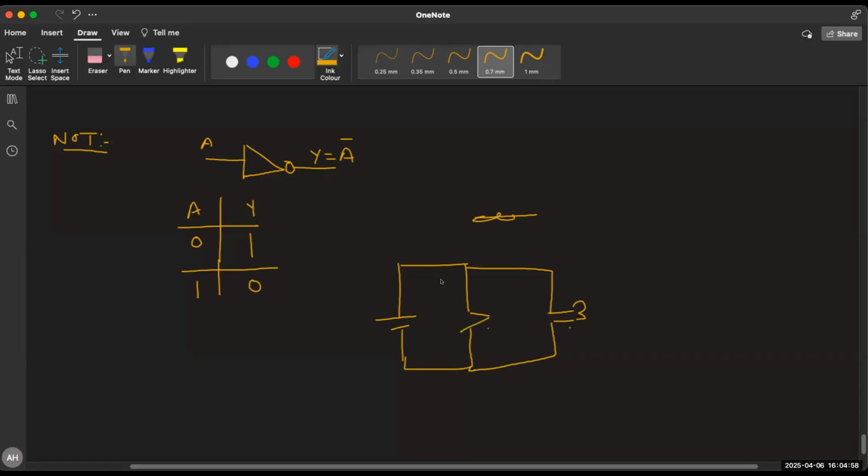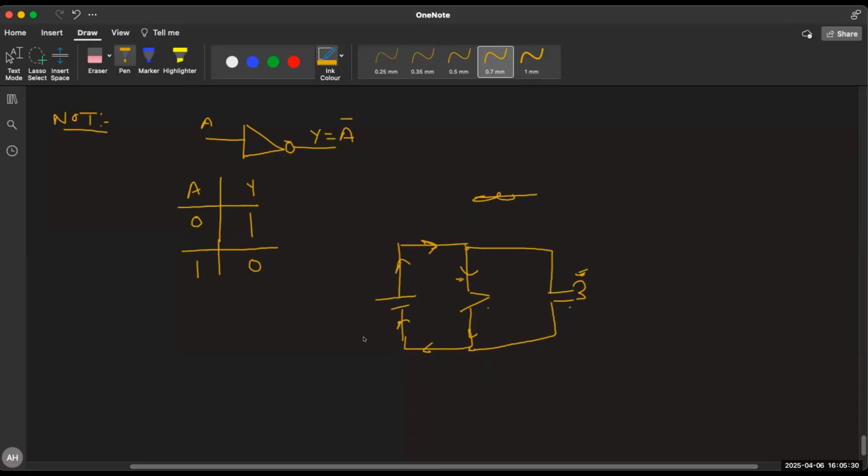But when you close the key, this cell gets short circuited. Short circuit means no current will go to this bulb. The current will go here, then here, then here. It will not go into the bulb because current always follows the short resistance path. When the current comes here, it has two paths. One path is a conducting wire having 0 resistance. In the other path, you have a bulb which has a high resistance. So current will not go into the bulb. It will follow the low resistance path. Is it clear? Yes, sir.